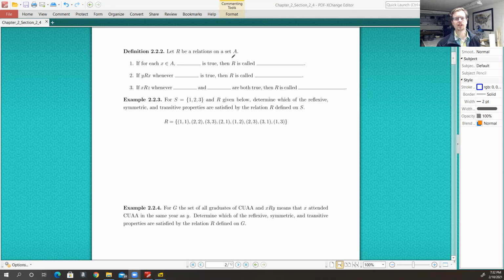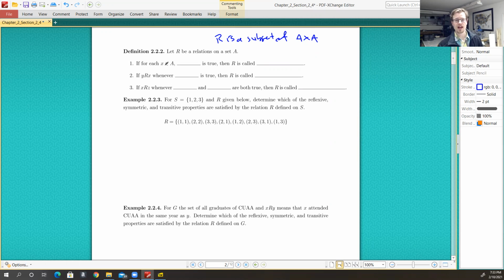So let R be a relation on a set A. Three properties. The first one: for each x in A. R being a relation on a set A means that R is a subset of A cross A. I believe this is called the Cartesian product. A Cartesian product, A cross product, it's all the same thing. All right, so R is a subset of this.